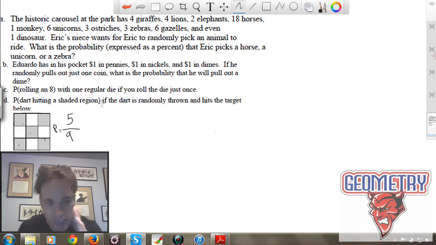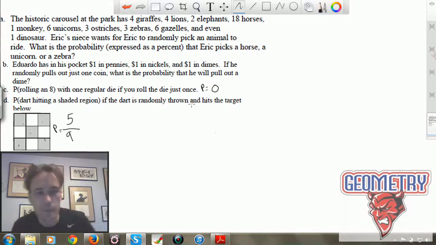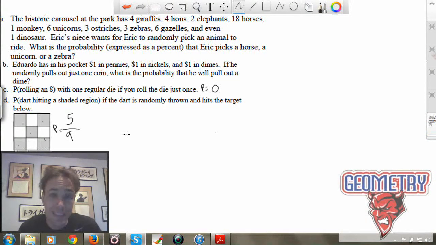In part C, the probability of rolling an 8 with one regular die, if you roll just a die once, well, that's 0. Right? The probability of that happening is impossible, because on a regular die it goes 1, 2, 3, 4, 5, 6. There is no 8 on there. So the probability of that event happening is 0. And that's an important fact. Sometimes your probability could be 0, and sometimes your probability could be 100%. It's not going to be less than 0, and it's not going to be more than 100%. So your probability is going to be anywhere between and including 0 and 100.